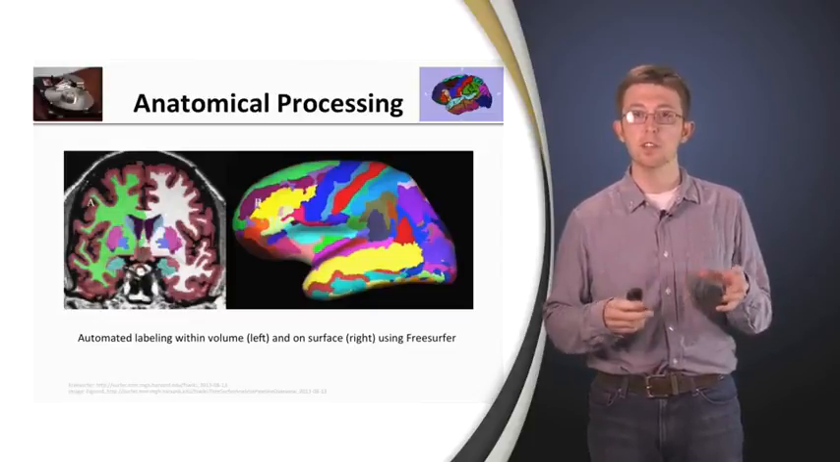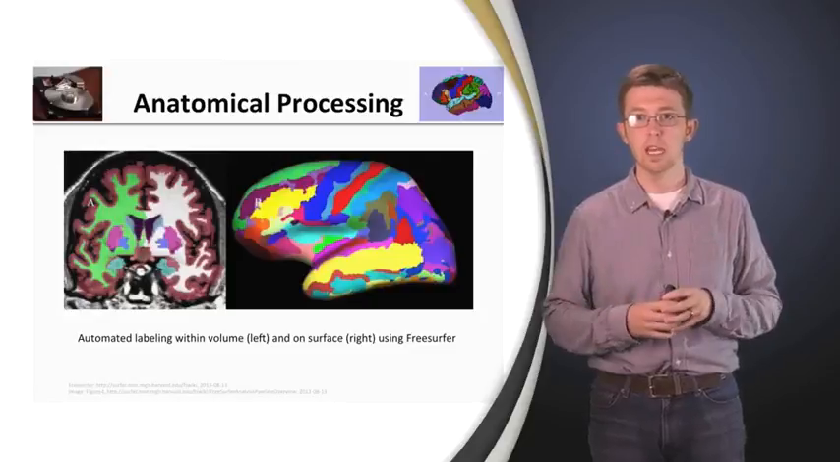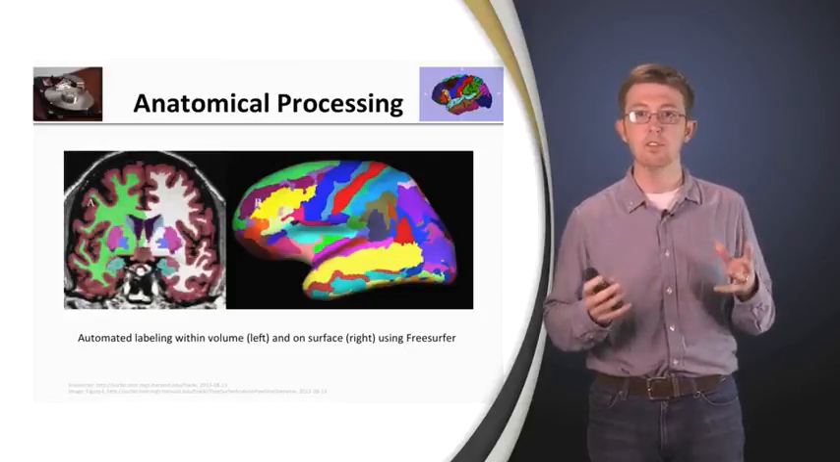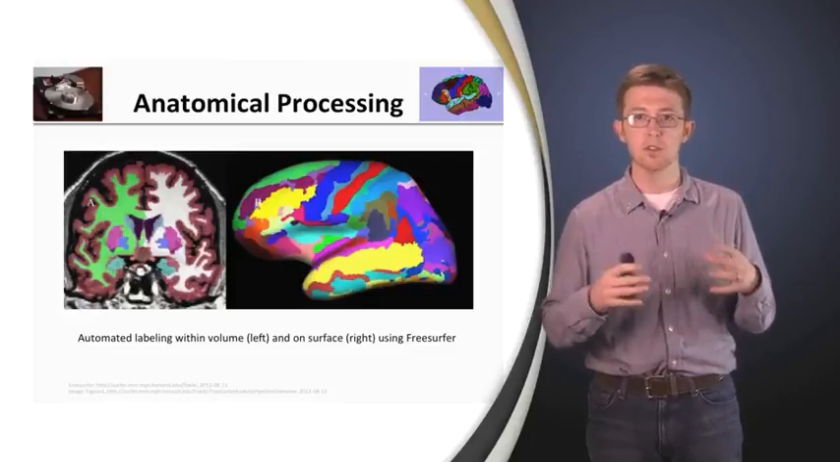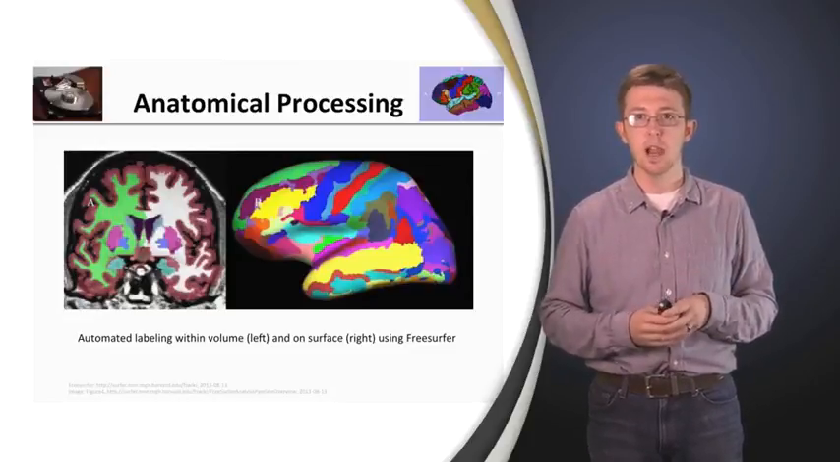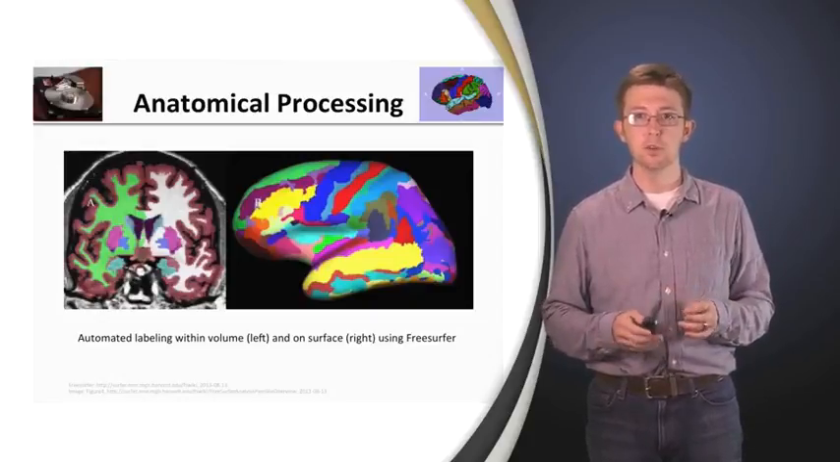And we can also do this on the surface of the brain. On the right, we're looking at what's called an inflated view of the brain, and all of these different colors correspond to different anatomical structures. These pictures were made completely automated using the FreeSurfer package.